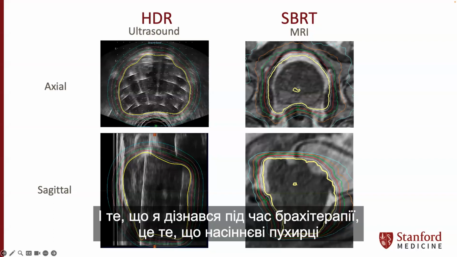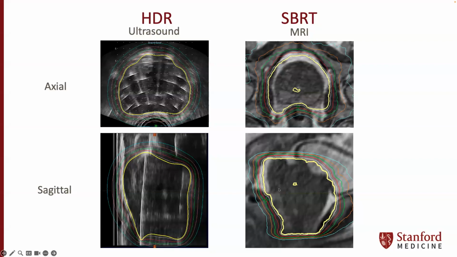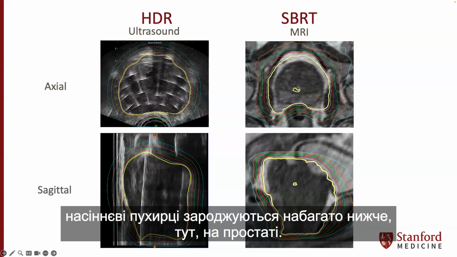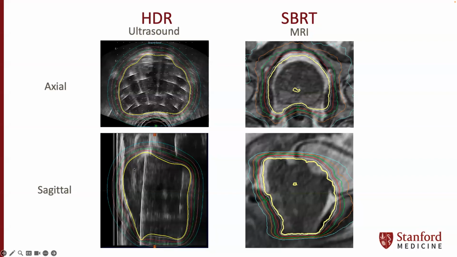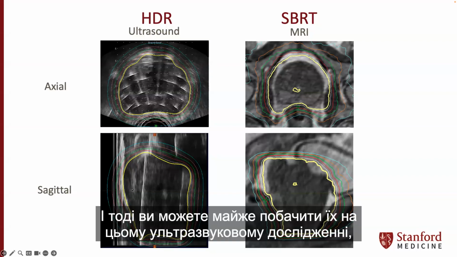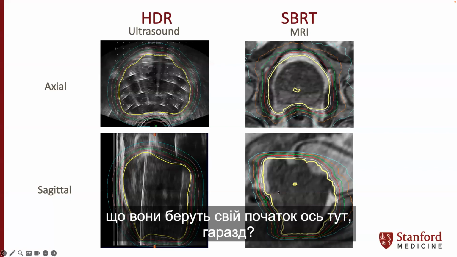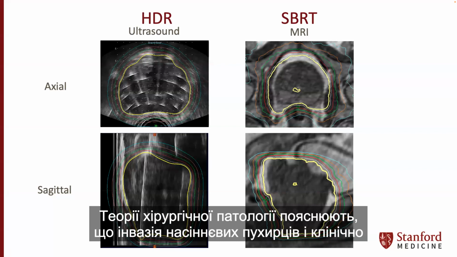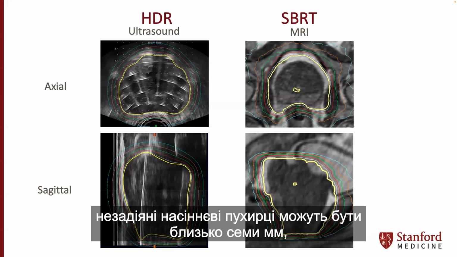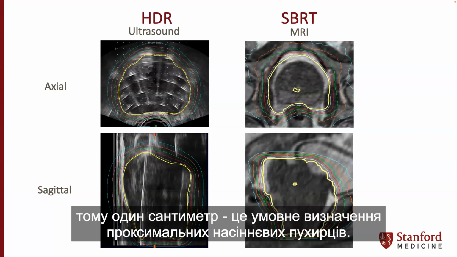What I've learned doing brachytherapy is that the seminal vesicles really originate much lower down, down here on the prostate. You can almost see them on this ultrasound if you read a lot of ultrasounds; they're originating down here, okay? Surgical pathology series explain that seminal vesicle invasion in clinically uninvolved seminal vesicles can be like 7 millimeters, which is why 1 centimeter has been a convention in defining the proximal seminal vesicles.